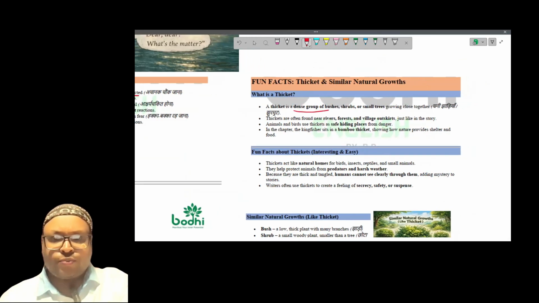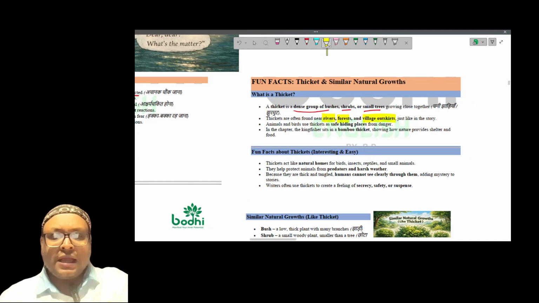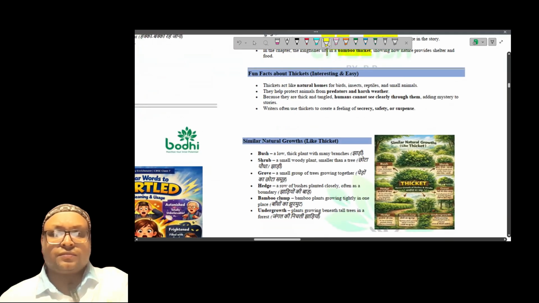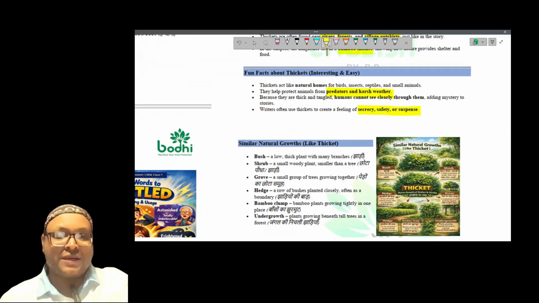Thicket is a dense group of bushes, shrubs, or small trees. Thickets are found basically near rivers, forests, and village outskirts, and animals use thickets for hiding. In our story, this is a bamboo thicket, right? They help animals get protected from predators and harsh weather. So it is used a little bit for secrecy, safety, and suspense.